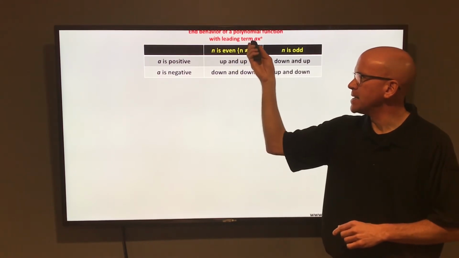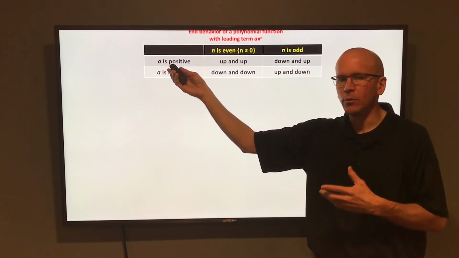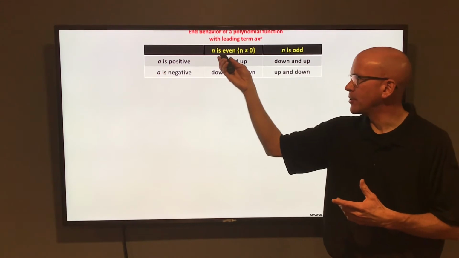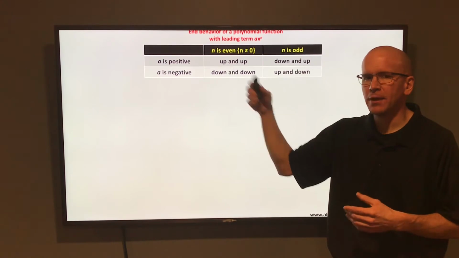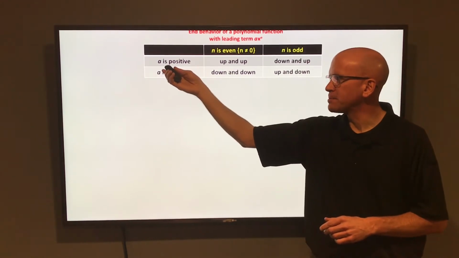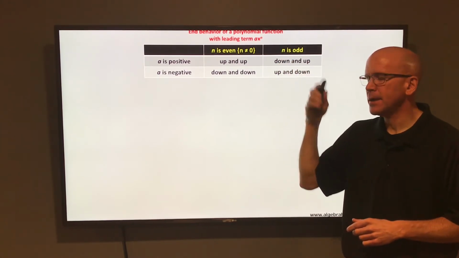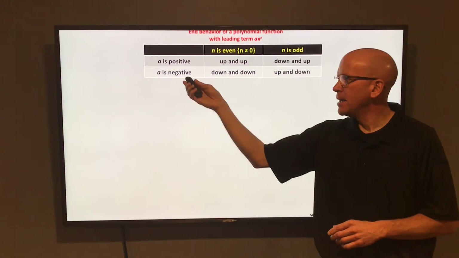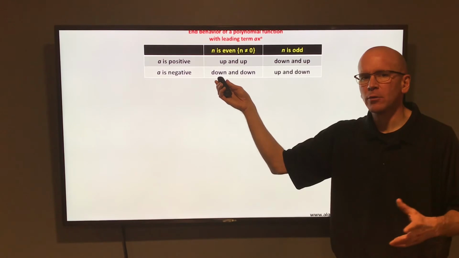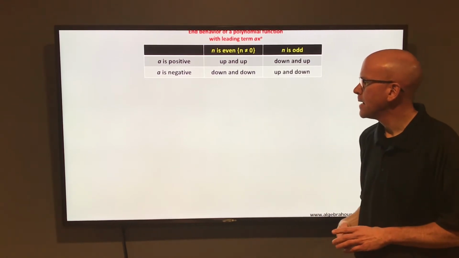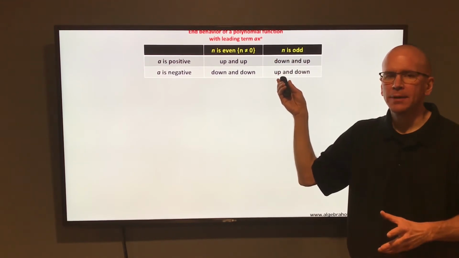So if the coefficient, the a, the number in front of that leading term, if a is positive, if the leading coefficient is positive and the degree is even, then the end behavior would be up on the left and up on the right. If the leading coefficient is positive and the degree is odd, then the end behavior would be down on the left and up on the right. If the leading coefficient is negative and the degree is even, it's down on the left, down on the right. And if the leading coefficient is negative and the degree is odd, it's up on the left and down on the right.